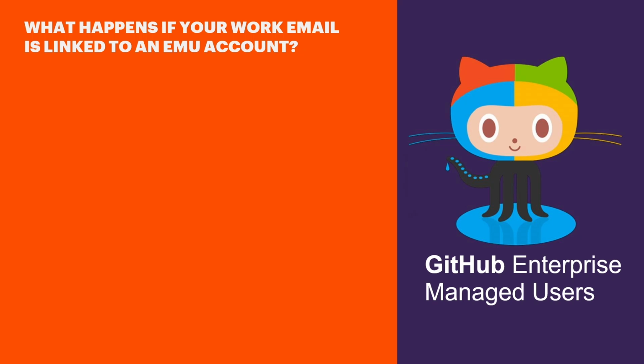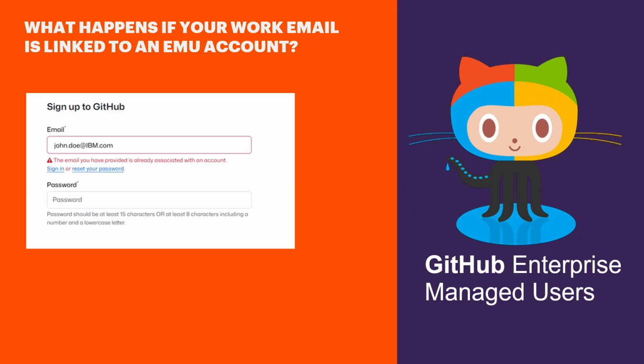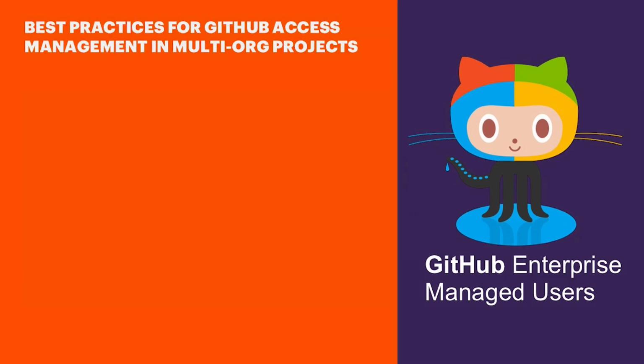Now imagine this. You are an IBM developer working on a TCS project. You try creating a GitHub account using your IBM email like john.doe@ibm.com. GitHub throws an error. That's because your email is already registered inside IBM's EMU environment. Once your company provisions your identity for EMU, that email can't be reused for personal or external GitHub access.